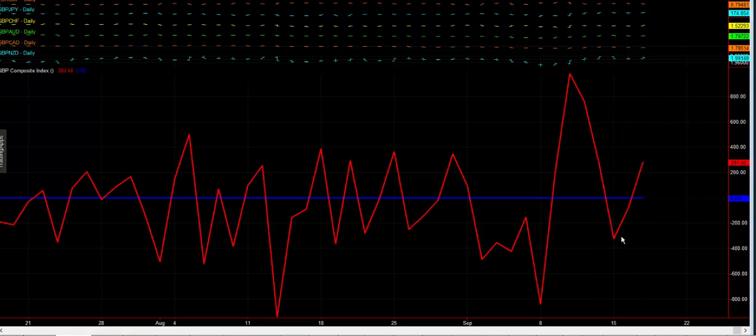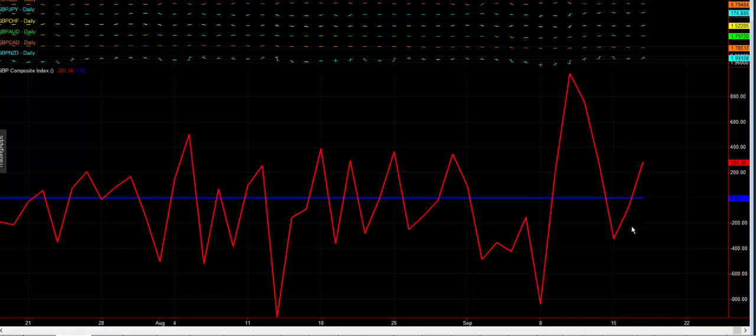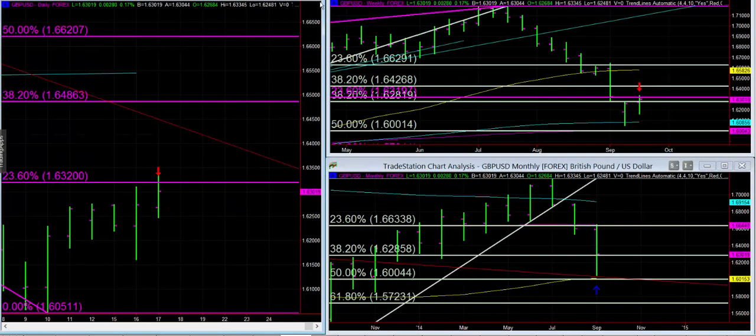This is a proprietary chart that we put together, and we can see the pound is above this red index line. The pound is above this blue horizontal zero line. That indicates that there is buying activity across the British pound complex. Let's go ahead and take a look at some of those individual currency pairs and see what's going on.